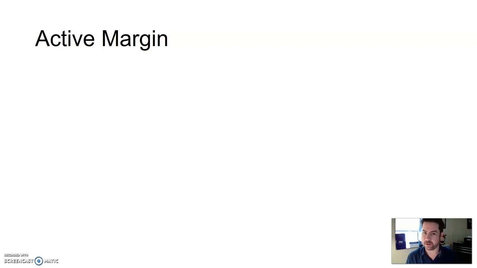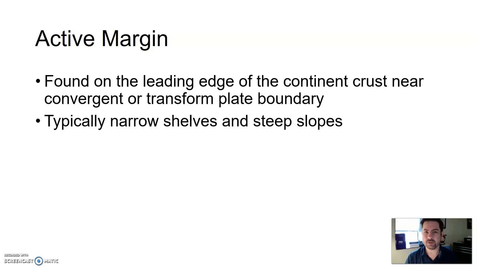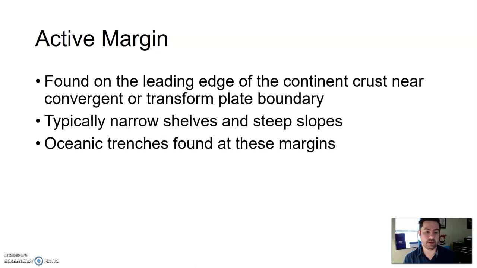We were talking about margins, active versus passive. Active margins are found on a leading edge of the continental crust near convergent or transform plate boundaries. So near a boundary, specifically convergent or transform. There's a lot of interaction between the continental crust and oceanic crust, making this coastline very active, hence active margin. Typically, you have very narrow continental shelves and very steep slopes. There are things like oceanic trenches found at these margins.